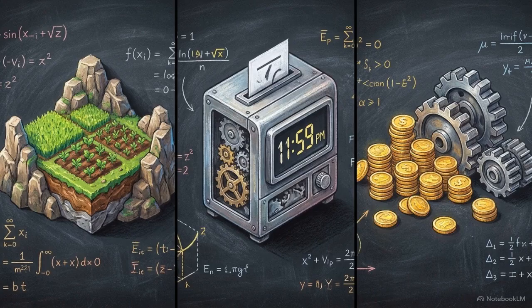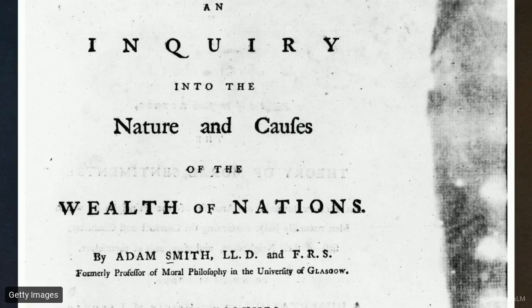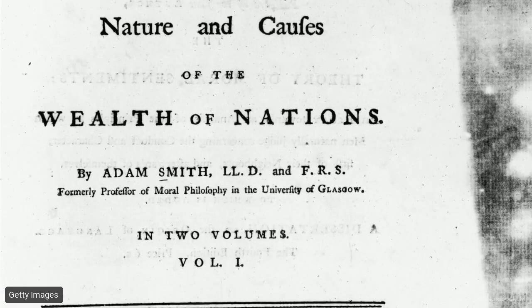The land available for farming, the hours of labor we can perform, and the capital we use to build factories are all finite. This collision between infinite desire and limited supply creates the condition of scarcity. It is the core observation that led Adam Smith to investigate how nations organize their resources.